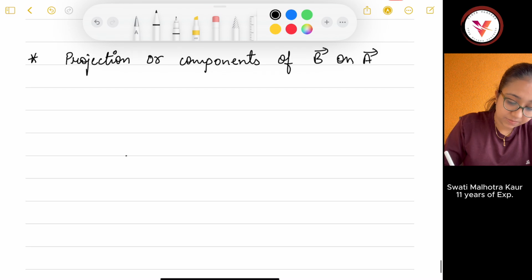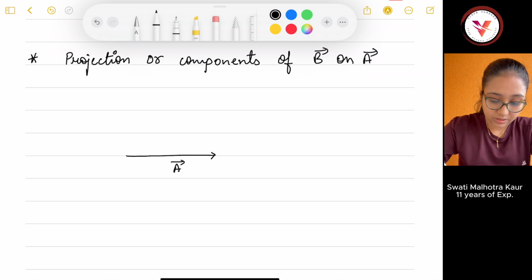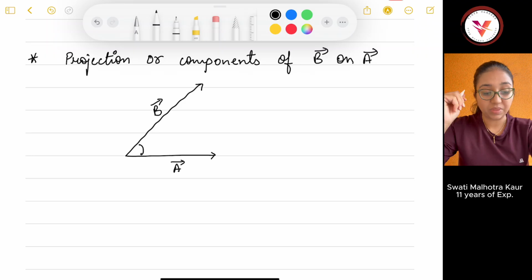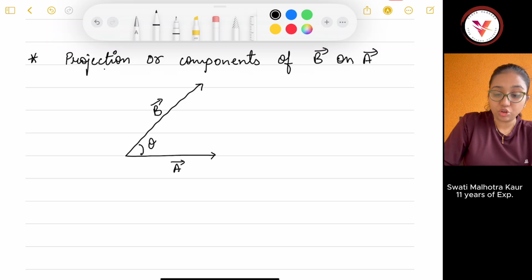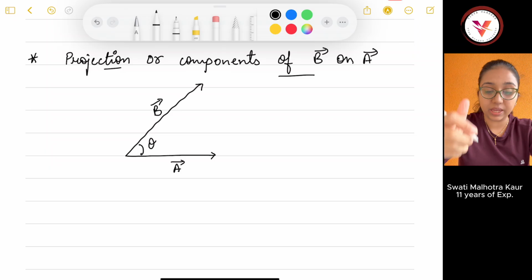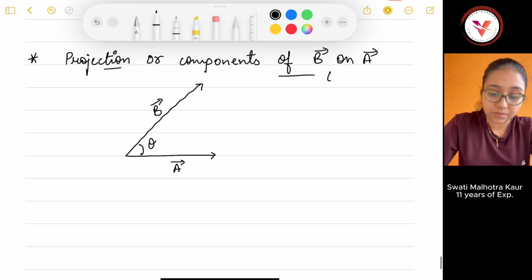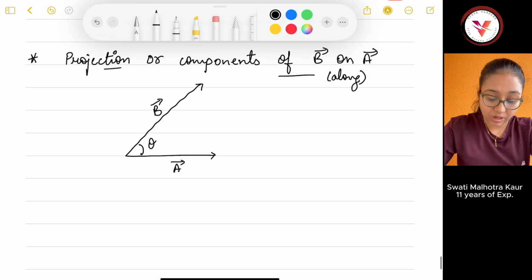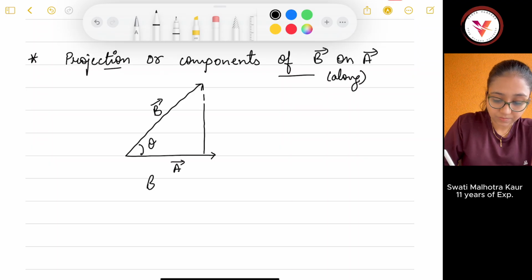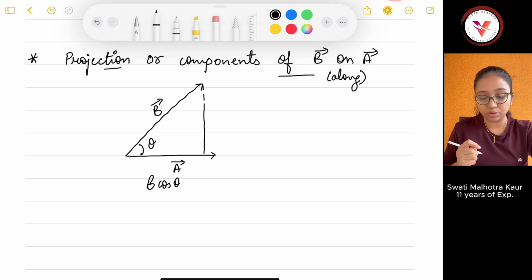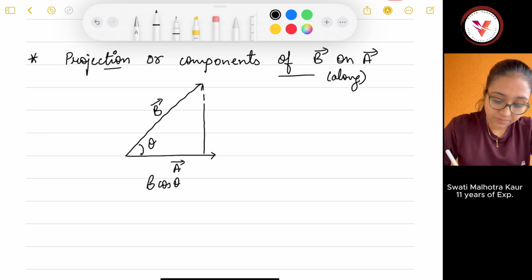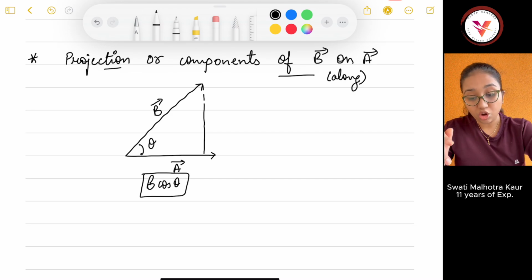Let's understand that this is your A vector, and this is your B vector, and this is the theta between them. Now it is asking the projection of B or the component of B on A, or you can say along A. So the component of B here is basically B cos theta, or the projection is also this. So B cos theta is the component of B along A, or the projection of B along A.